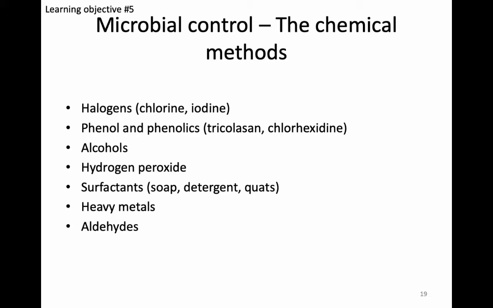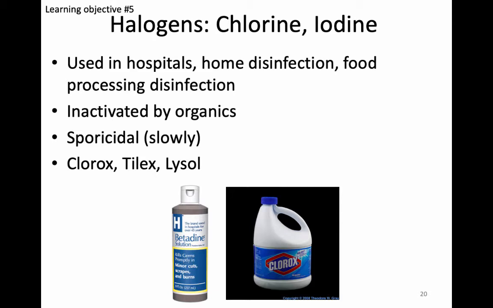I'll go through these pretty quickly because most of the information you need on these is listed on the slides. Okay, so the first are the halogens, chlorine and iodine. These are used in hospitals and home disinfection. Pretty much every household has a bottle of bleach. Food processing too, so we also wash eggs, for example, the shells, in a diluted bleach solution.